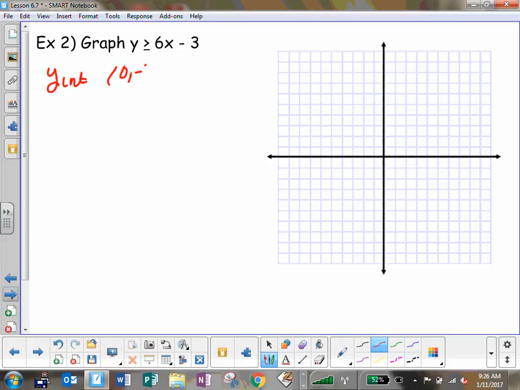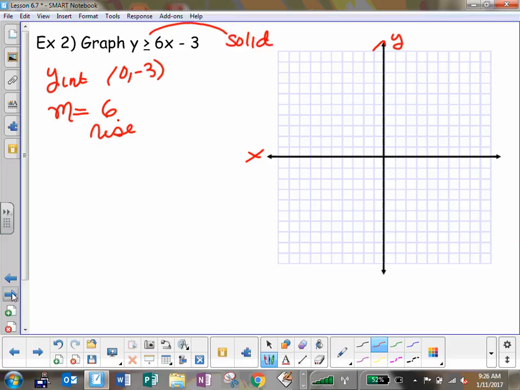Okay, so 0, negative 3. What is my slope? 6. Is that a positive slope line or a negative slope line? So is it rising or falling? It's going to rise. It's always nice to think about all this stuff so that you don't make some careless mistake. This is my x-axis. This is my y-axis. All right, we've got some shading. Is this going to be a solid or a dotted line?